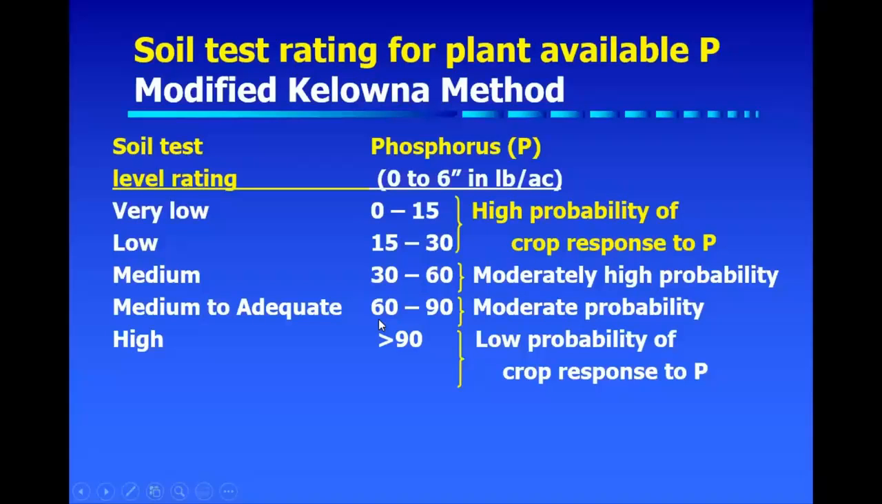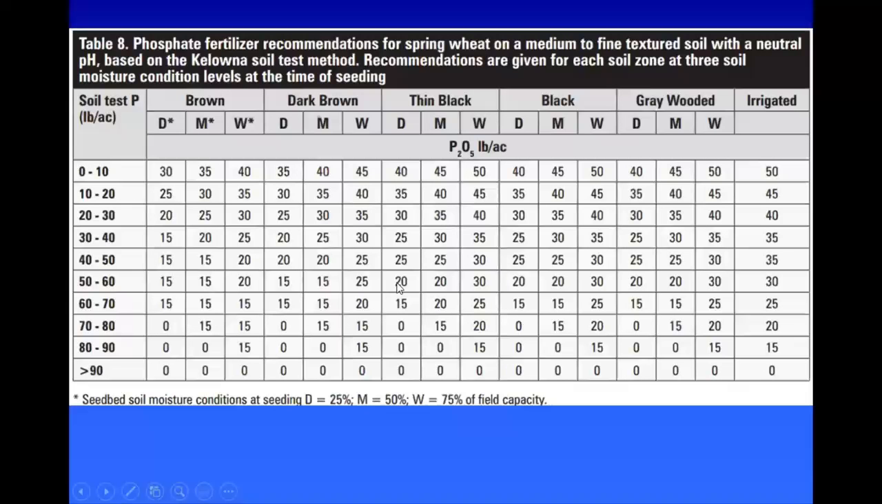So let's look at an actual response chart. This one is based on the modified Kelowna method for hard red spring wheat. We have all the different soil zones across Alberta here. Let's say you're farming near Lethbridge in the dark brown soil zone, your soils have good moisture going into spring, and your soil test range is 20 to 30 pounds. Then we would recommend 30 pounds of phosphate applied with the seed.